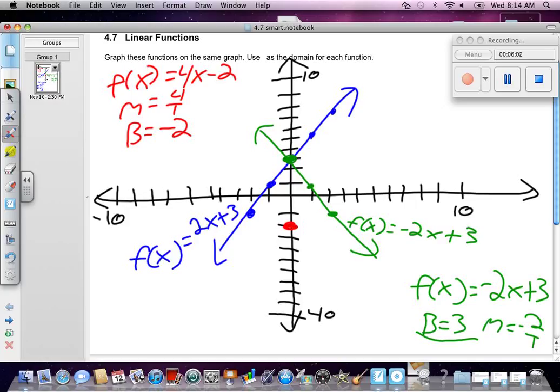Then what am I going to do? Yes, Dina. 4 over 1. 4 over 1, perfect. 1, 2, 3, 4 over 1, or down 1, 2, 3, 4 over negative 1. This right here is f of x equals 4x minus 2.